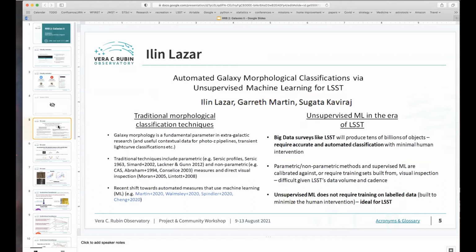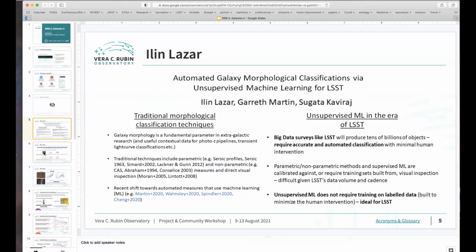So can I start? Please go ahead. Yeah, so just for the newcomers, I'm Ilin Lazar. I'm a PhD student at the University of Hertfordshire. And today I will talk about an unsupervised machine learning method built to distinguish between different morphological types of galaxies, especially aimed for forthcoming surveys like LSST.